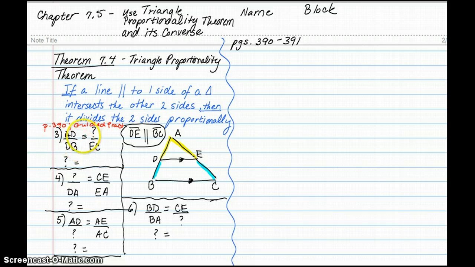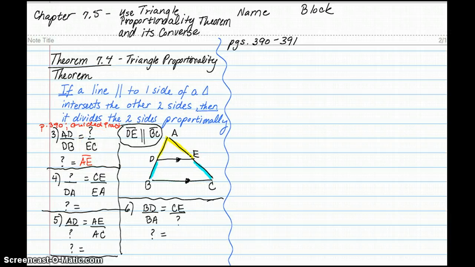AD over DB equals blank over EC. So here's AD in yellow. Here's DB in blue. Here's EC in blue. Go ahead and write what you think is going to be your segment. Okay, segment AE is your segment that is proportional to AD.